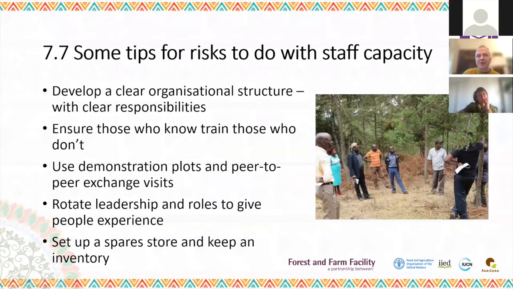This was the area I forgot in my introduction, and this is risks to do with staff capacity. What are some of the things you could do? Well, the very first thing you should do is have a clear organizational structure where the people who have responsibility for different things have clear descriptions of their roles. And then you need to ensure that those who know how to do particular things within the business, say somebody knows how to filter and purify honey, train all of those who don't know how to do that.